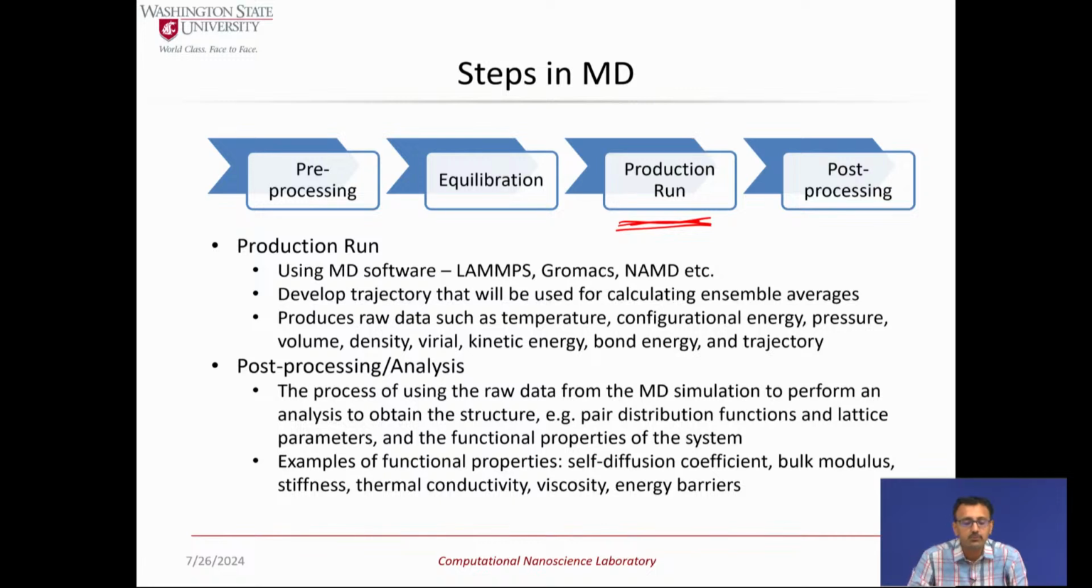Essentially what you get out of a production run is the raw data, the thermodynamic properties of the system as it evolves from one configuration to the other. Some of those parameters that you can print out are temperature, configurational energy, pressure, volume, density, virial, kinetic energy, bond energy, and so on, as well as the configuration itself, which is the evolving structure of your system, basically the atomic coordinates as the system moves from one state to the other. And if it's an equilibrium calculation, you can use this to calculate ensemble averages, which I am saying loosely because it's really a time average, but you understand what I am trying to say here.